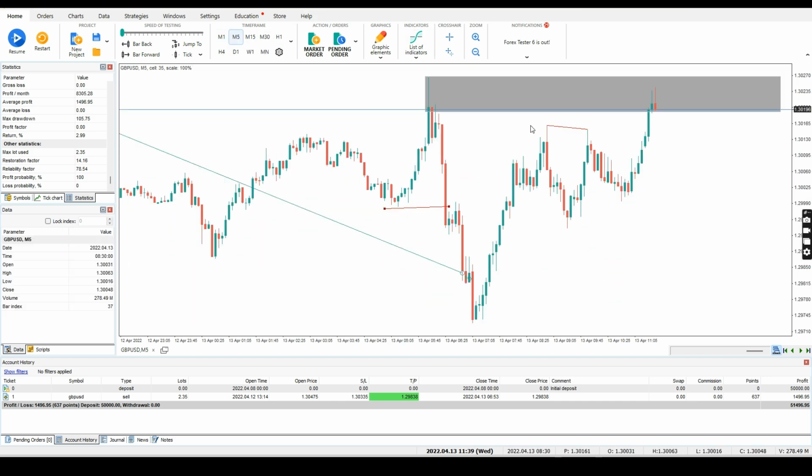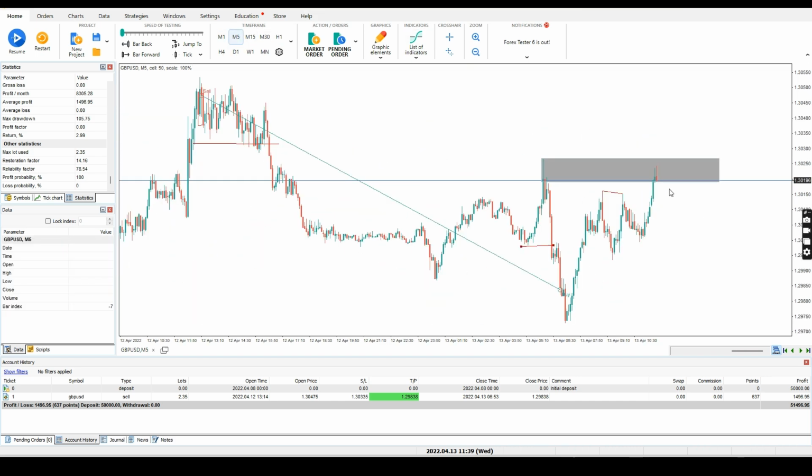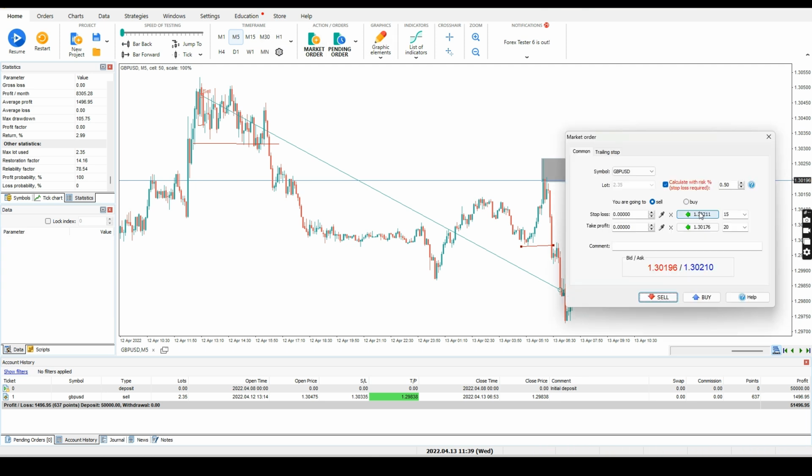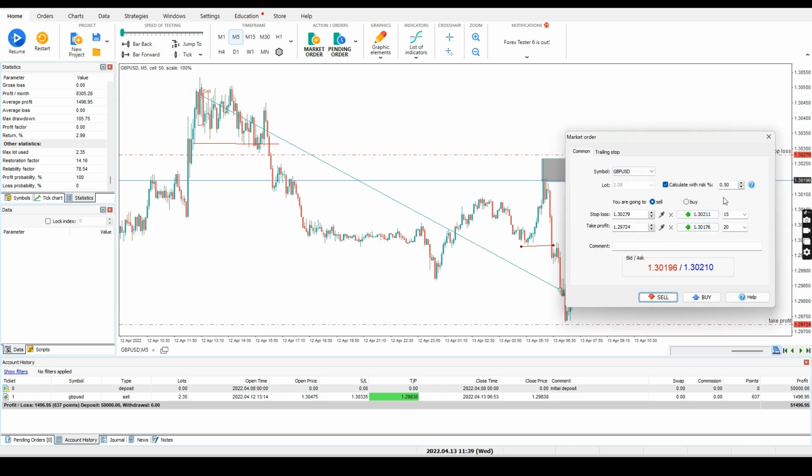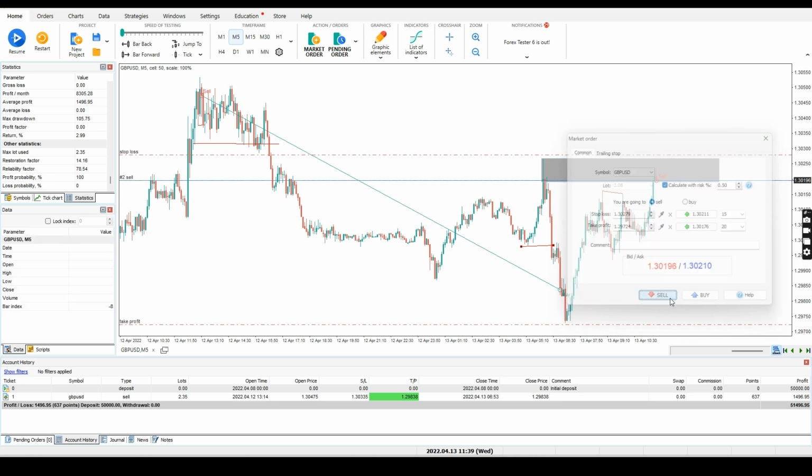Okay, this would be a good entry for me. I'll enter from here, my stop loss just above here. So we come here. When we want to enter an order, just come here. Market order, of course, 0.5 risk, and then we get this right here. Our stop loss is going to be above right there, and our target is just going to be below this right here. The risk is 0.5%, and then we just hit sell.